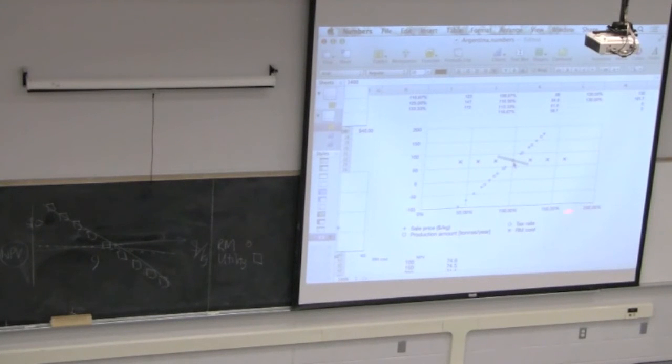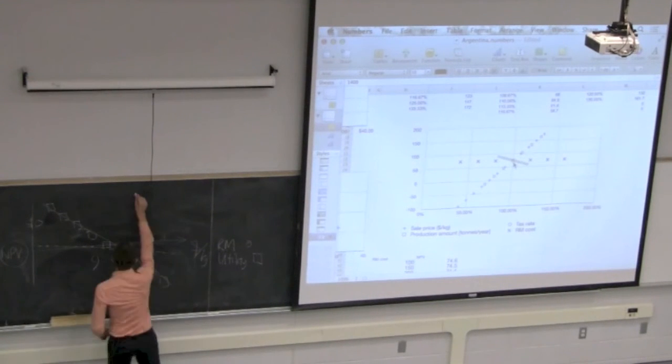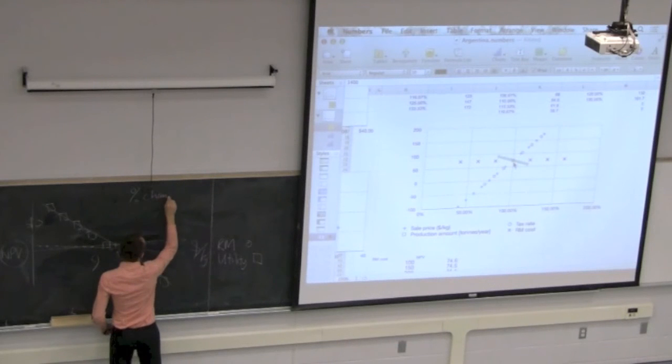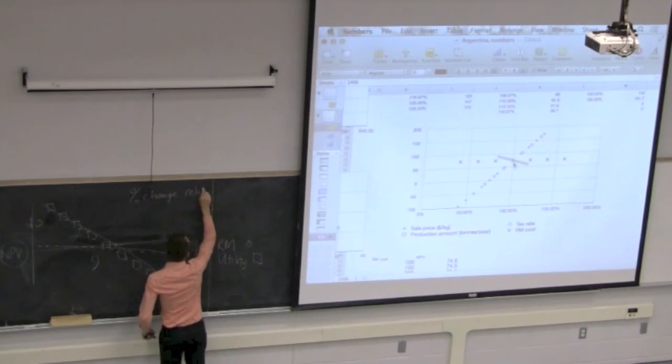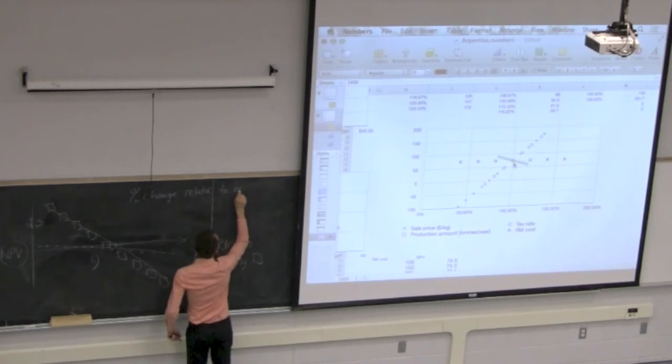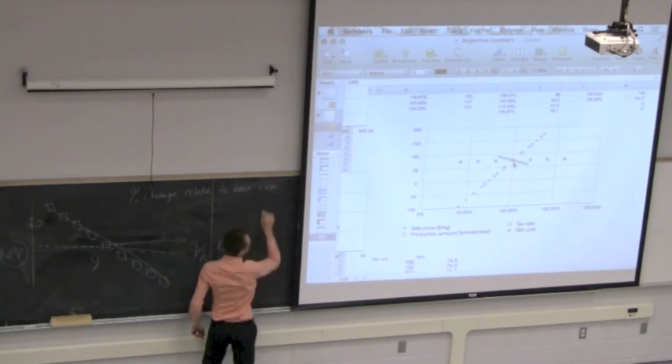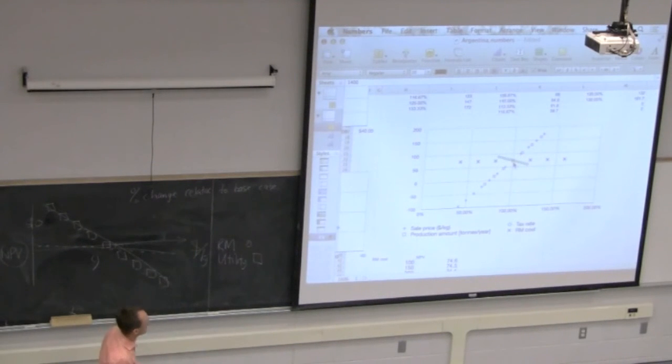So the x-axis then is a percentage change relative to the base case. That's our x-axis, so that's really important. X-axis is percentage change relative to the base case. And this is what you're going to report in your project. You'll see here that our process is so insensitive to the raw material costs. We can barely see that sloping down. Our process is also relatively insensitive to the tax rate.